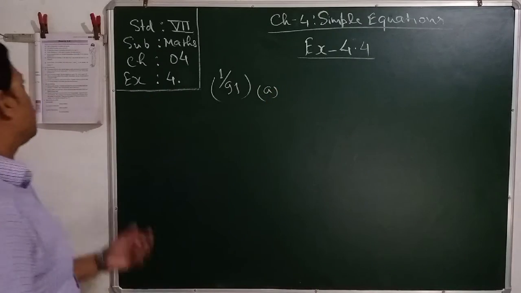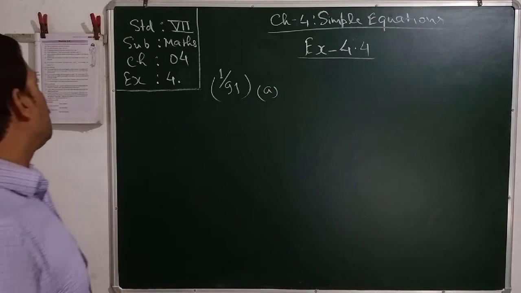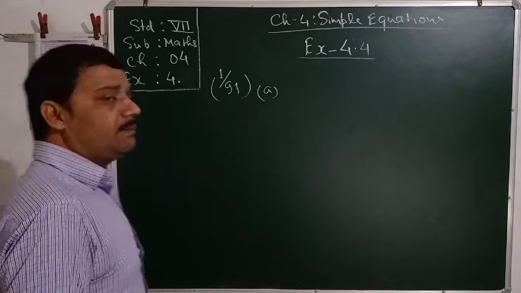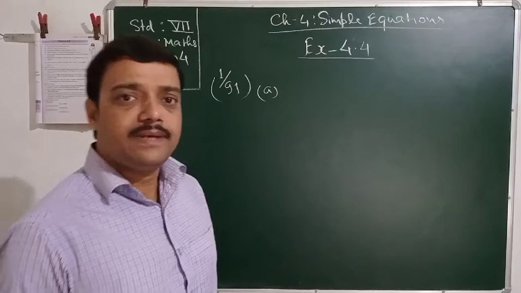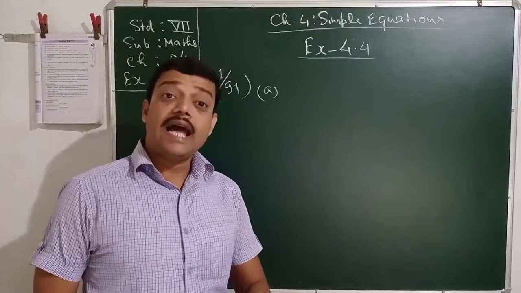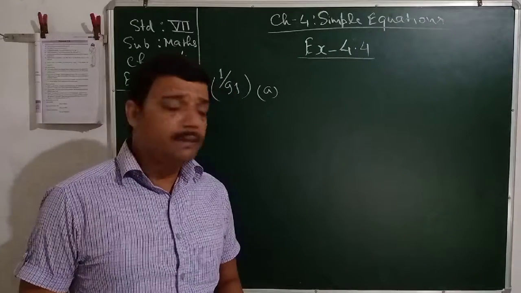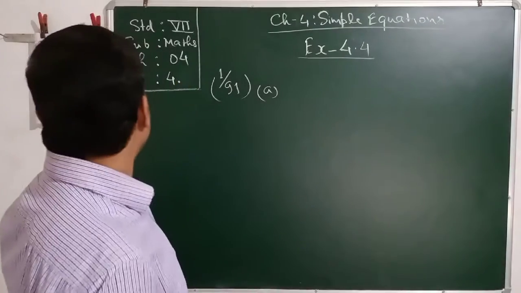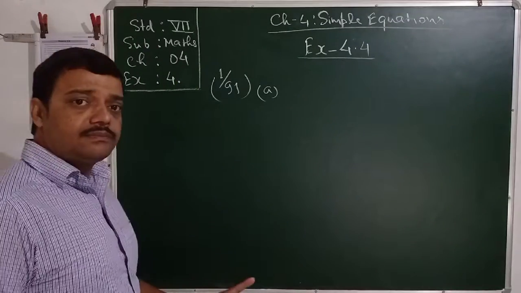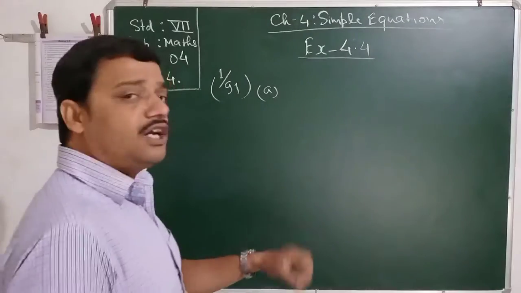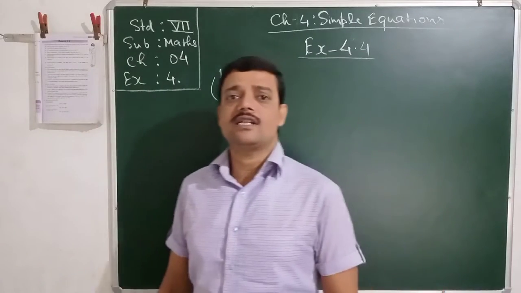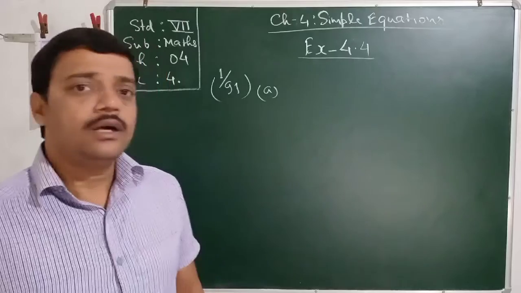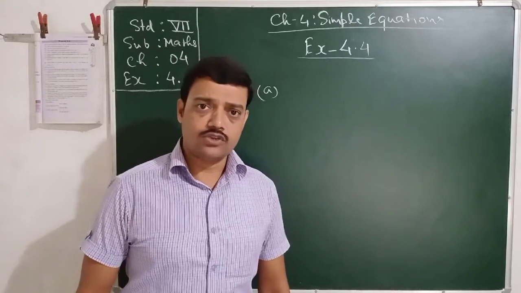In the first sum you are asked to set up equations and solve them to find unknown numbers in the following cases. That means in algebra we consider the variable x as the unknown number. Assuming that x is the variable, we will consider the unknown number to be x and now set up the equations to solve.